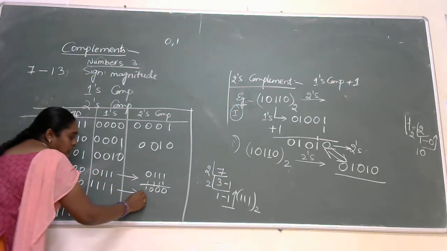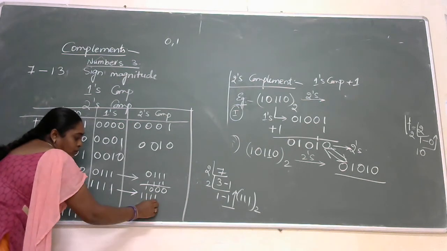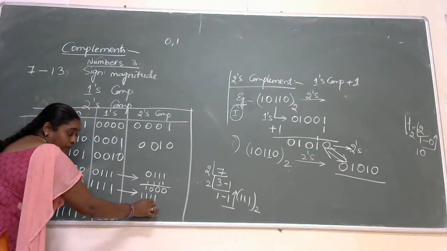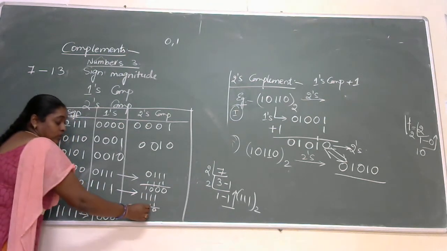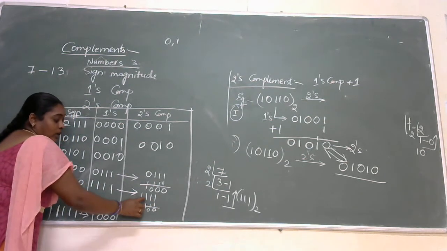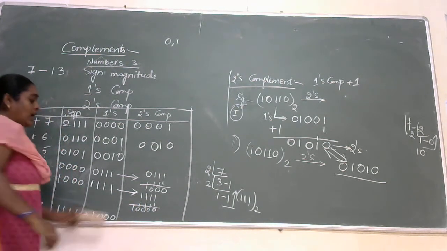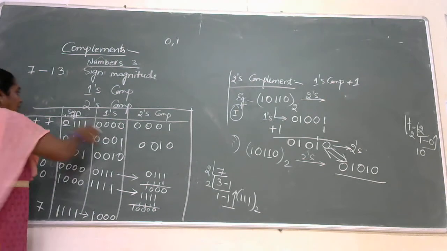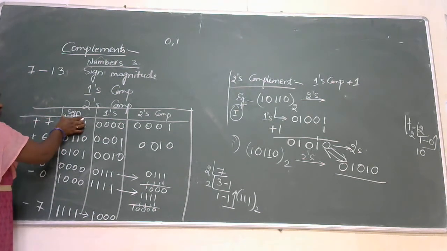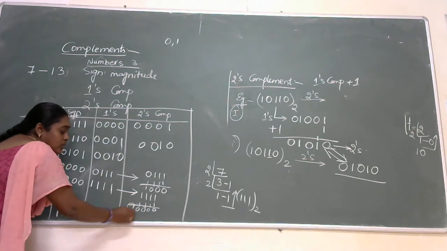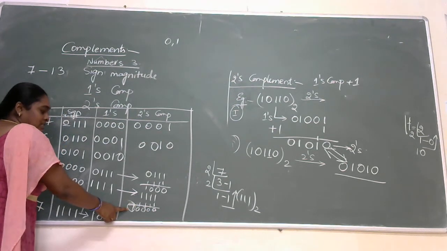For minus 0, it is all ones plus 1. So it is 1 plus 1, 0, carry 1, and the same for every bit. As I have already told you, it has the capability to store only 4 bits, but the result which I am getting is 5 bits. So the most significant bit is going to be discarded.